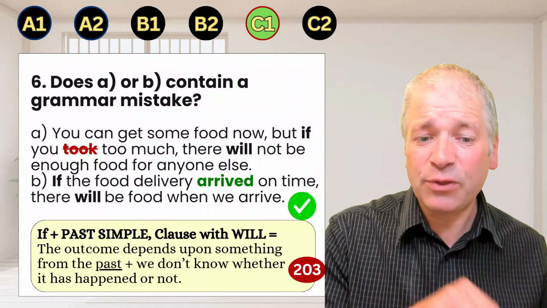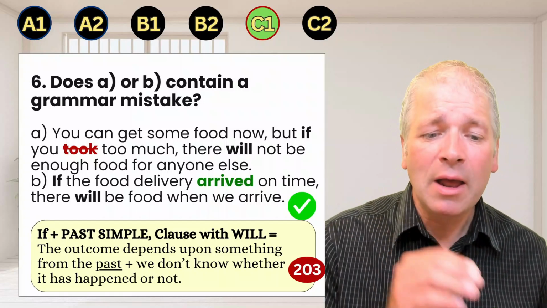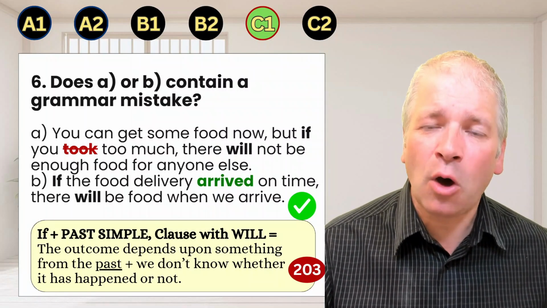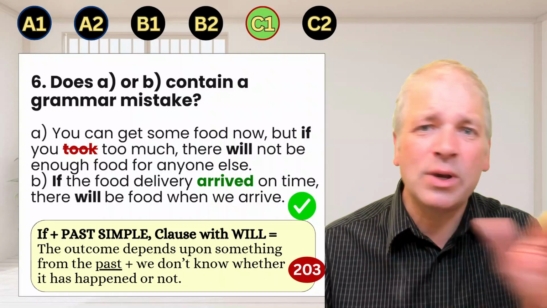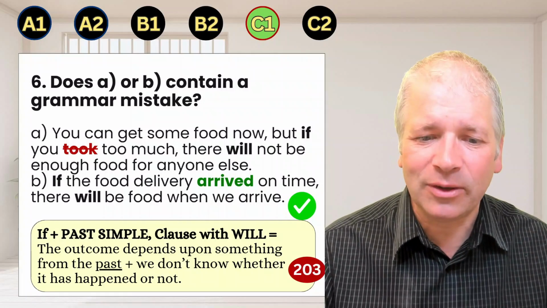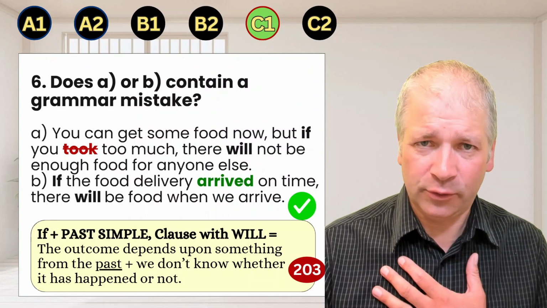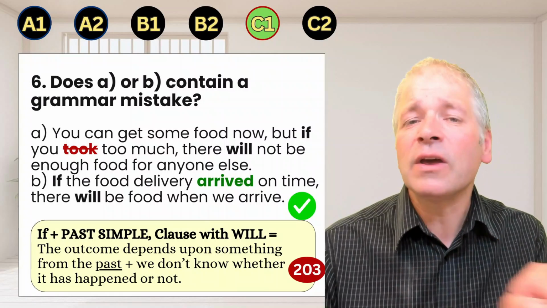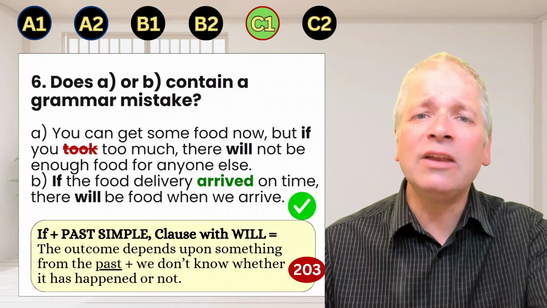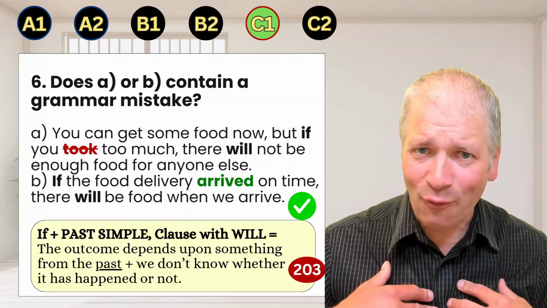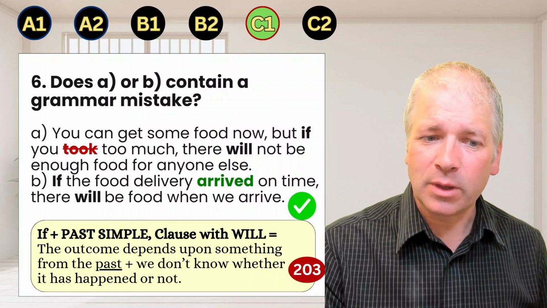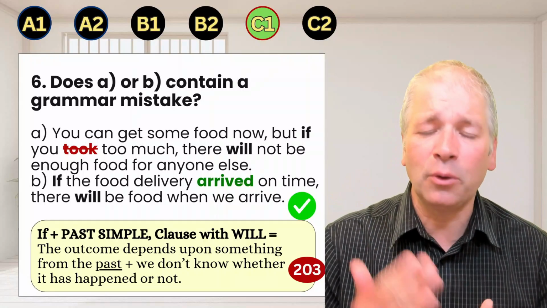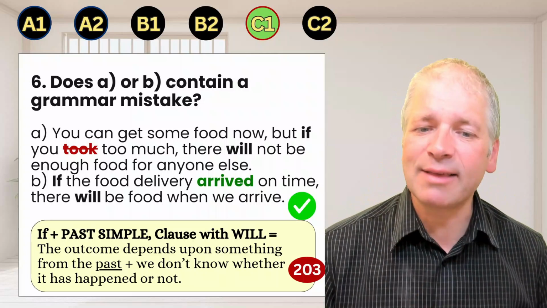So looking at B, if the food delivery arrived on time, there will be food when we arrive. But the condition depends on something that happened in the past that we don't know about yet. I don't know if the food arrived on time. But if it did arrive on time, then the condition will be fulfilled that will lead to the future outcome that when we arrive, there will be food. So B is correct because it follows the rules for if with past simple and clause with will. That's not the case in A.